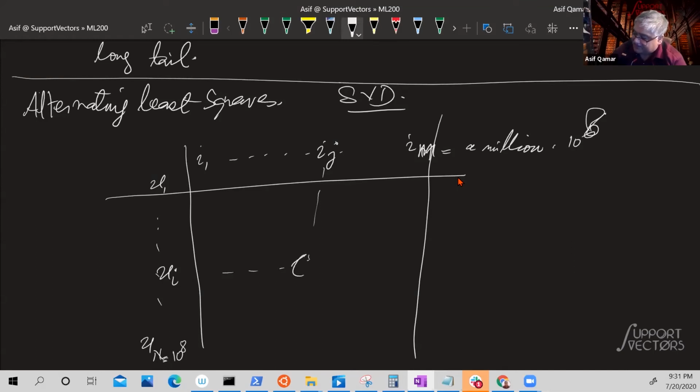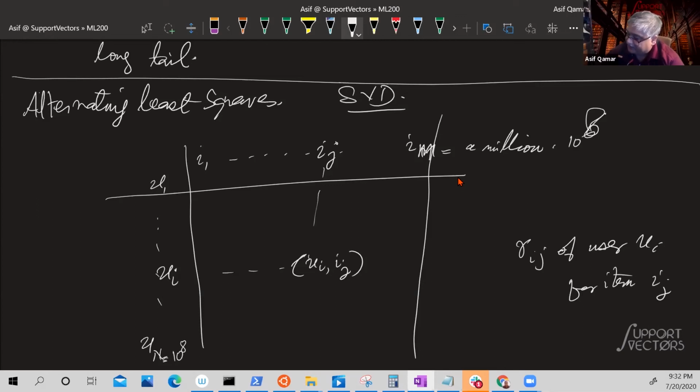This is a combination of user i and item j. What would be the rating of this? The rating Rij of user Ui for item Ij. Now, by rating, it need not be an explicit rating. Let us say rating is a proxy for how aligned, how relevant, or how preferred this item j is to user i.